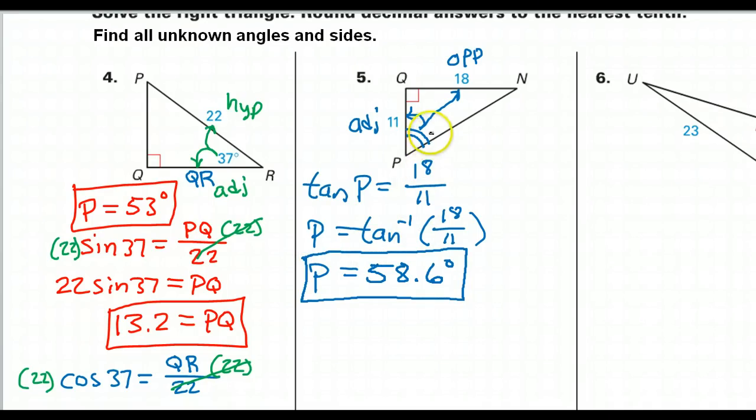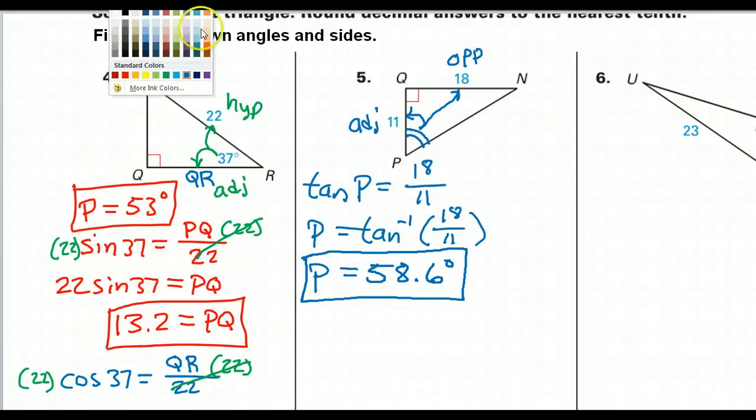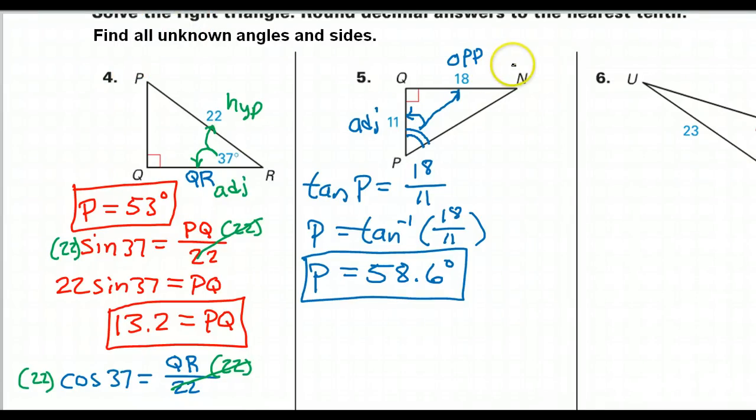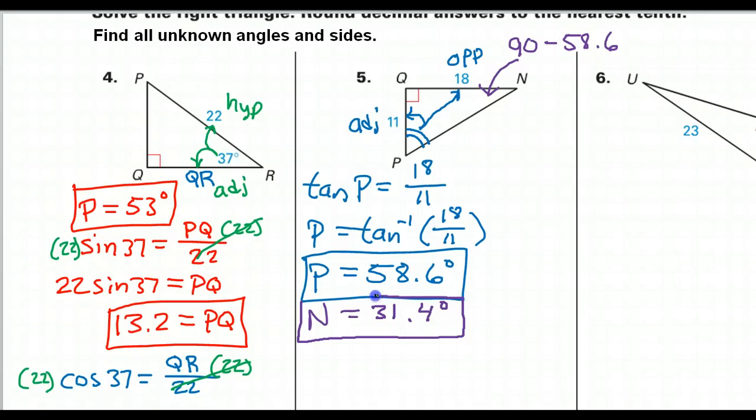As soon as we have one angle, it should be really easy to find the other angle. So to find angle N, I would just do 90 minus 58.6, and that should give me angle N. So that's 31.4 degrees. Okay, so that just leaves PN to find.